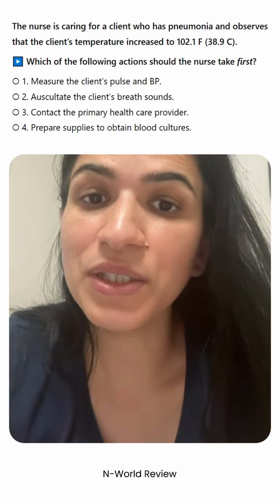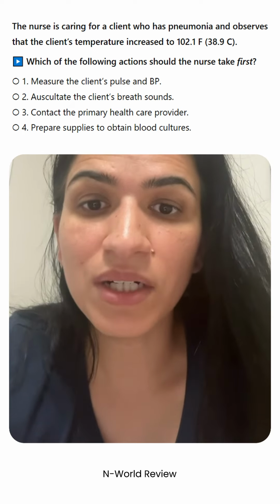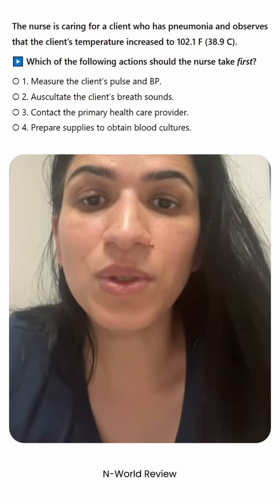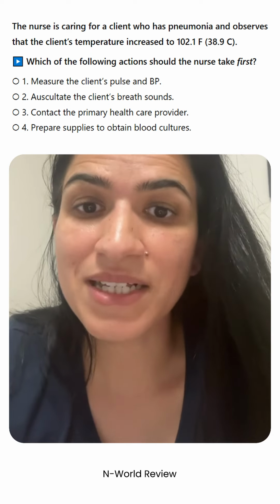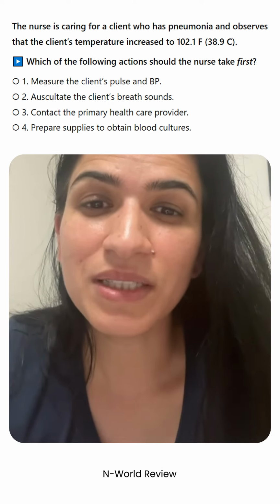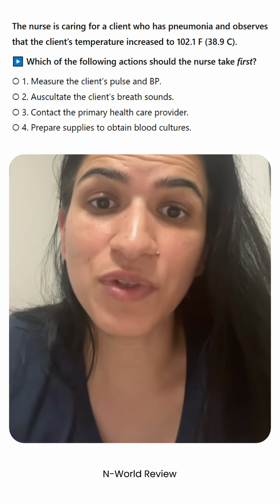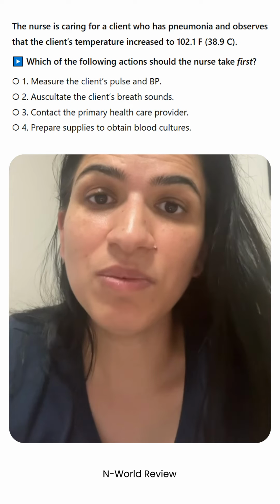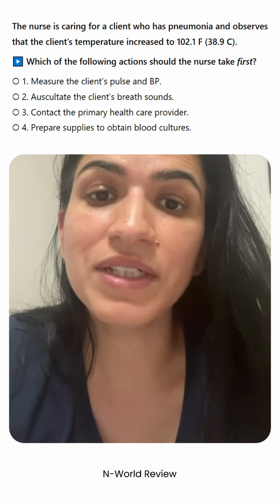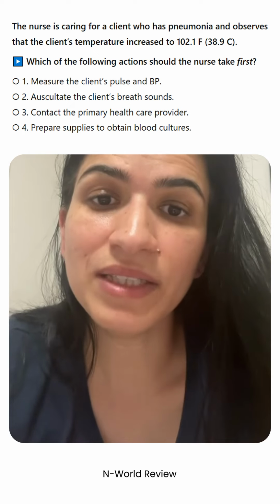So here definitely you can do some assessments. Now between 1 and 2, why is the answer 1, and why not number 2? Because you want to check for signs of septic shock. If your patient has a high fever, you really want to check the pulse for tachycardia and also the blood pressure for hypotension. If you notice signs of septic shock, which could be possible in a pneumonia case, you definitely want to take action ahead of time. Number 2 can wait, that kind of assessment.